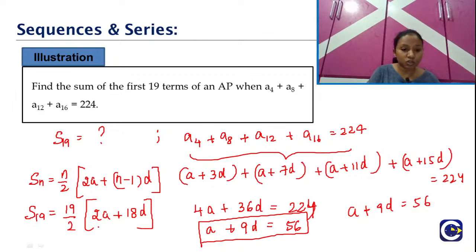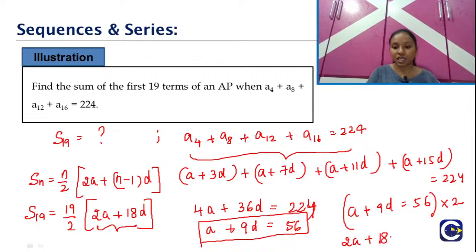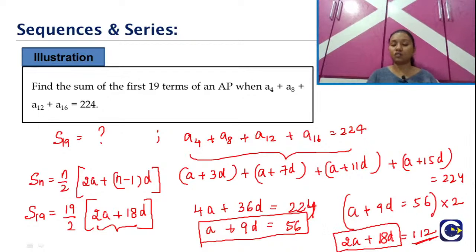But here we have to get the value of 2a plus 18d. That means this condition must be multiplied by 2. Then it will be 2a plus 9 twos are 18d, which will be equal to 112, that is 56 into 2. So we have just found the value of 2a plus 18d. That's all we required in order to find the sum of the first 19 terms.